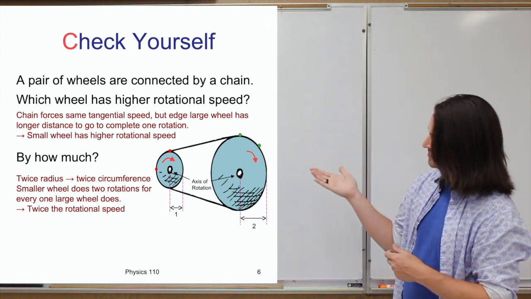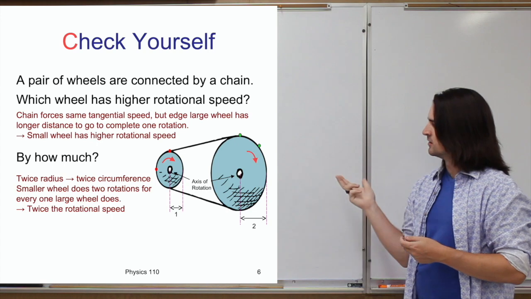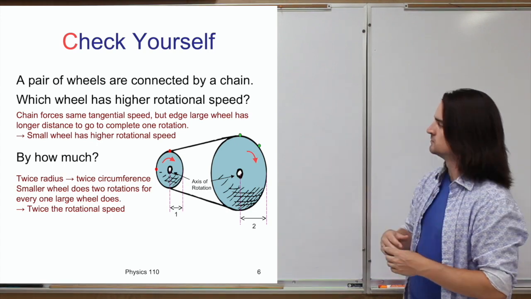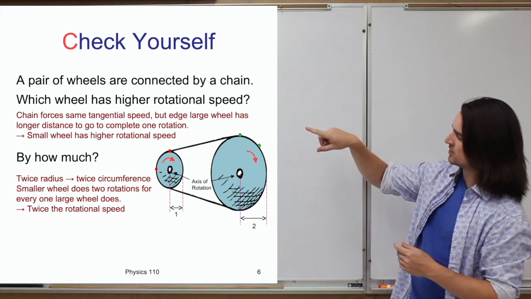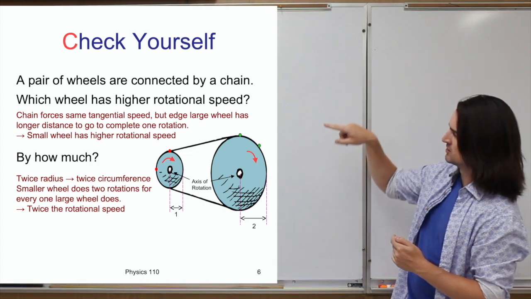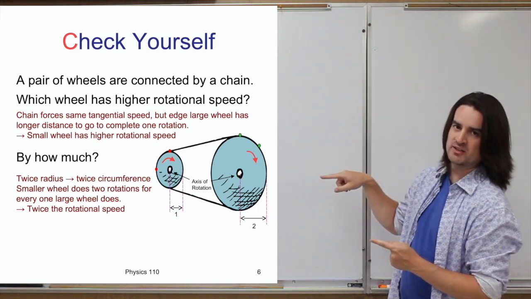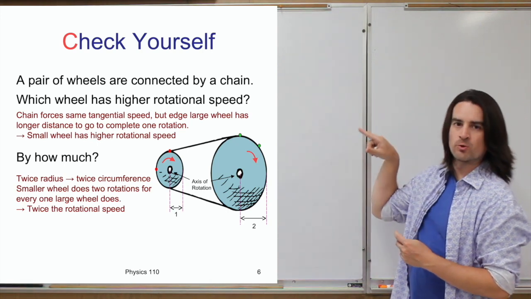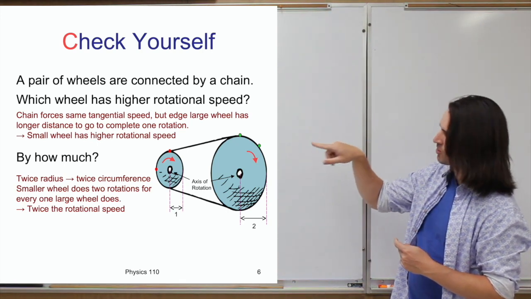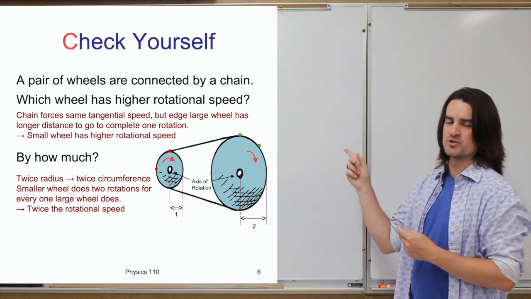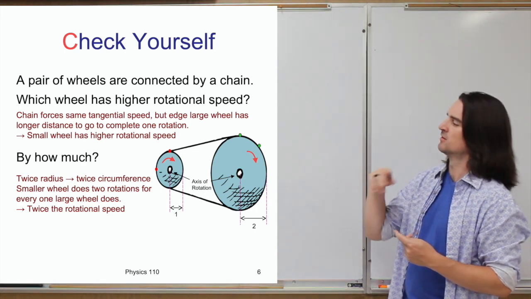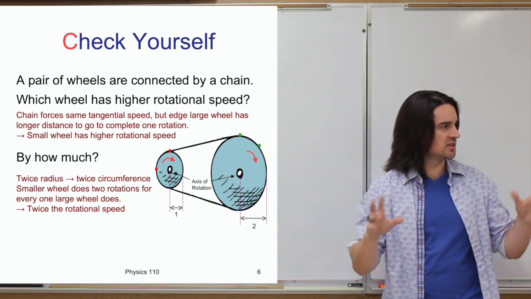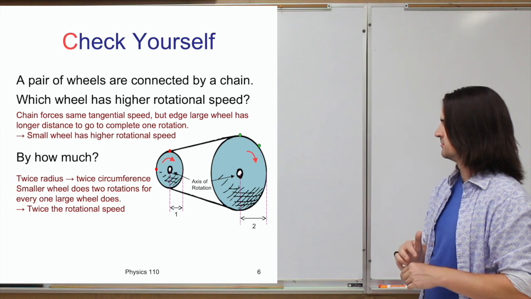And then by how much? Well, I already said that the larger wheel has twice the radius, meaning it has twice the circumference. And then since their tangential speeds are the same, when the small wheel goes around once, the large wheel will have gone around halfway. Then when the small wheel goes around again, the large wheel will have made one full rotation. Right? So the smaller wheel makes two rotations for every one rotation the large wheel makes. Or you could say, in other words, it has twice the rotational speed. Yeah, so kind of tricky. You have to think about this a bit.